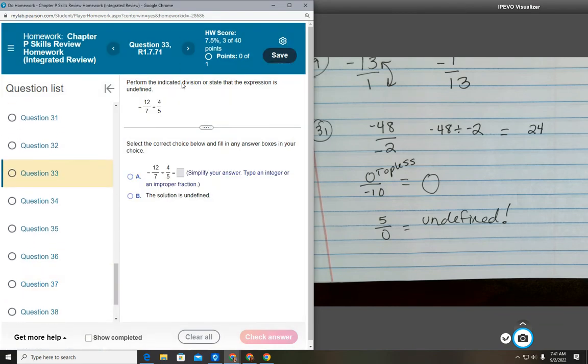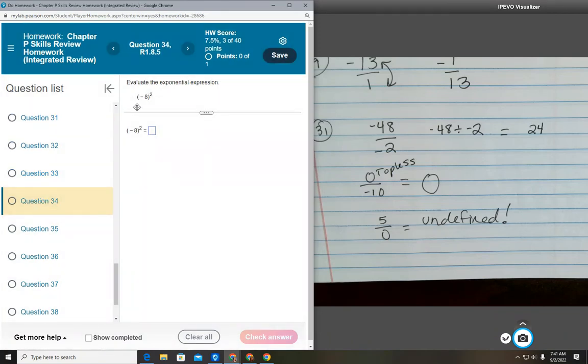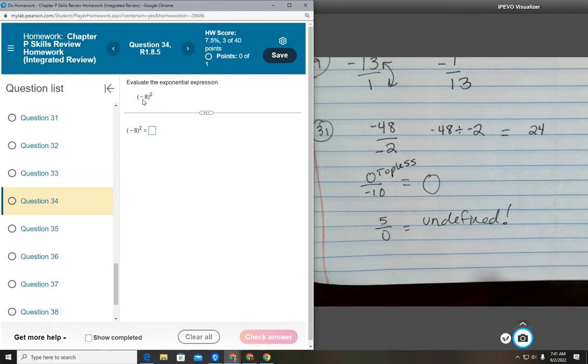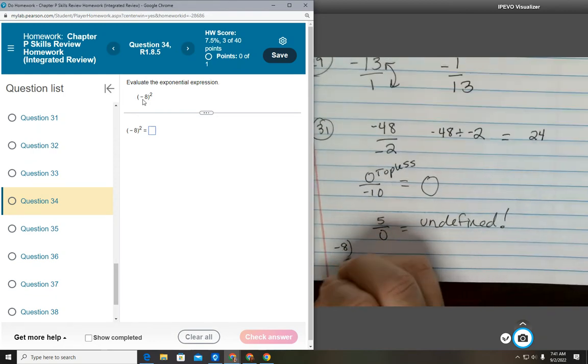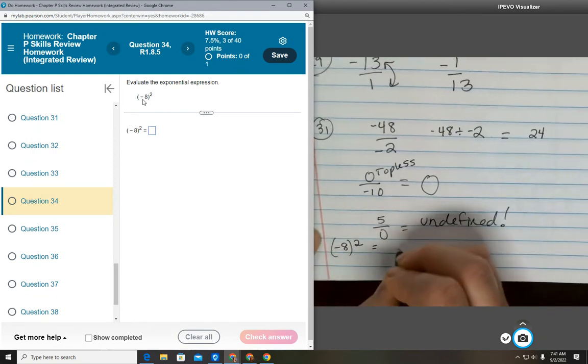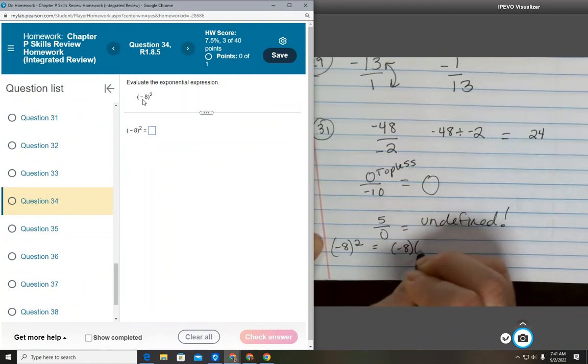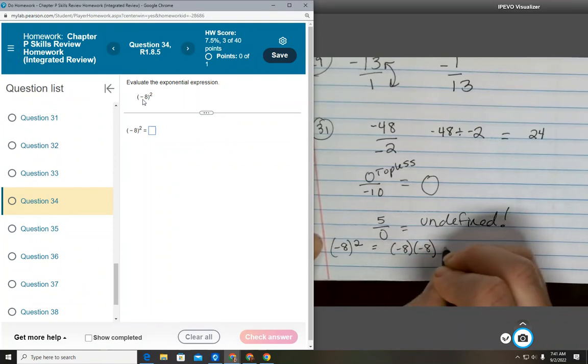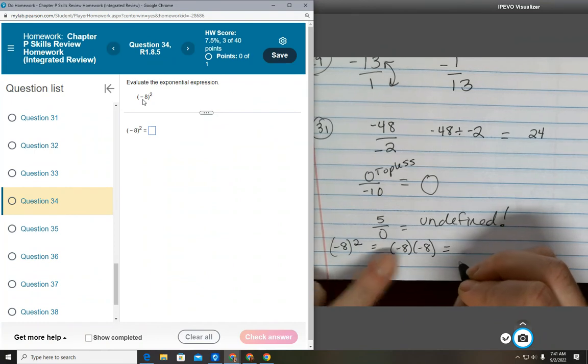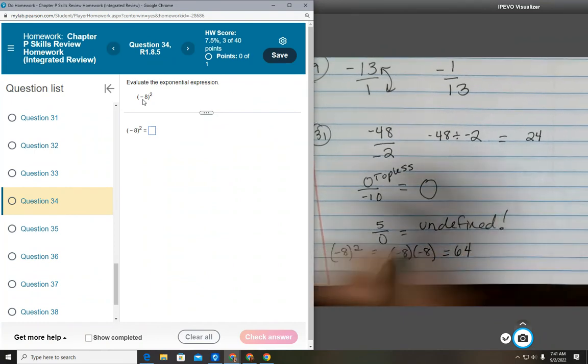Dividing fractions, keep, change, flip. So we just did that one earlier. Exponential means how many times will you multiply it times itself. So negative 8 squared means negative 8 times a negative 8. Negative times negative gives you positive. 8 times 8 is 64.